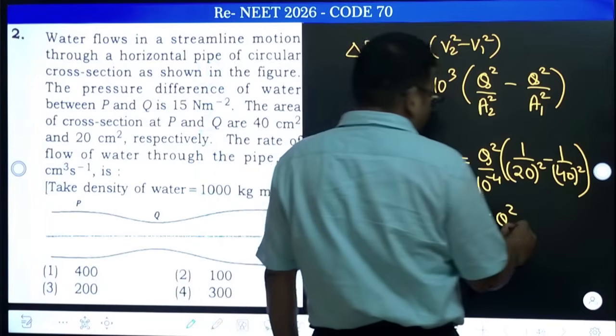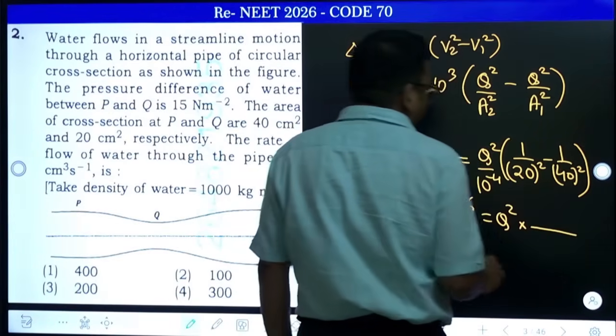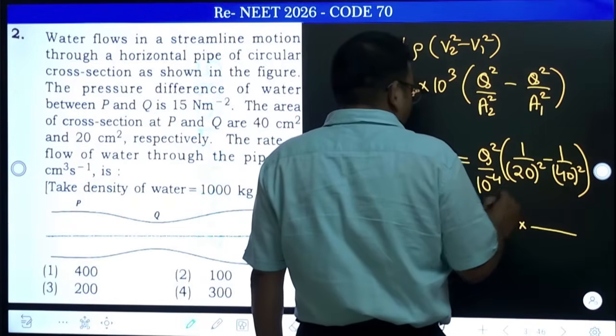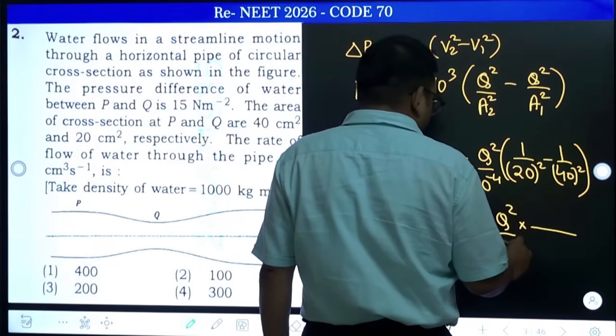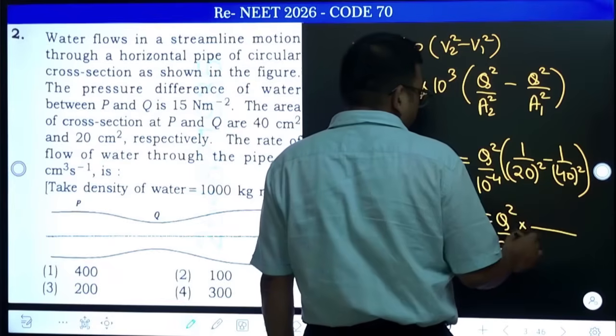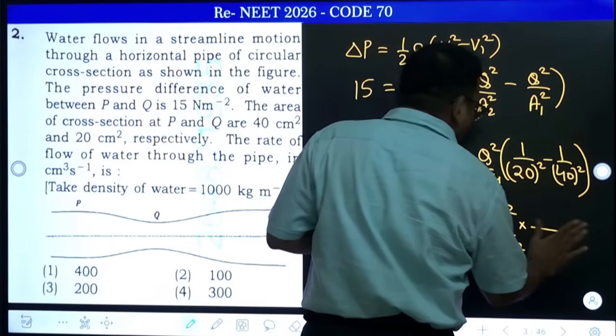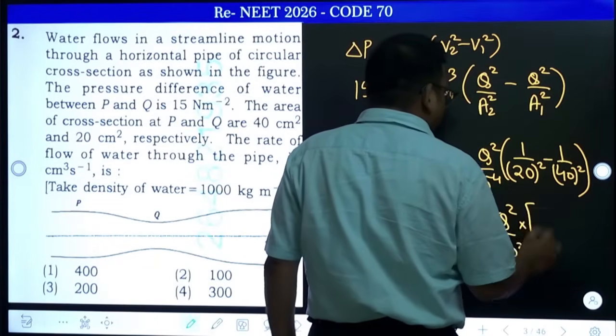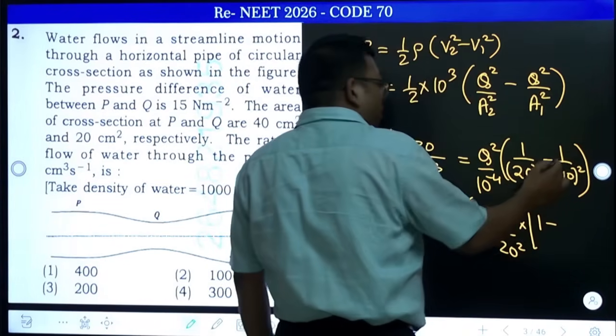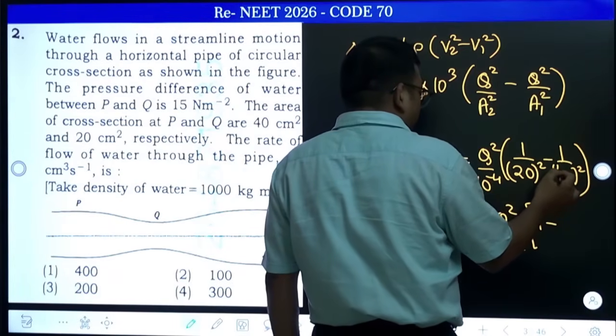Here you calculate, take LCM, calculate. If you want, 20 square you can take out. So 20 square I have taken out, common. So what is left here? If you want, you take one step. 20 square I have taken out. This is 1 minus. Here 20 square I have taken, 20 into 2.